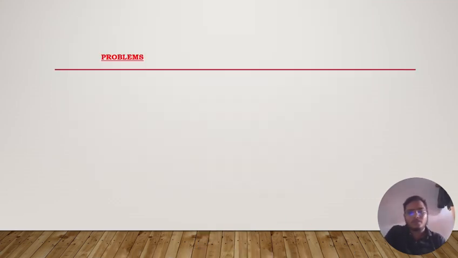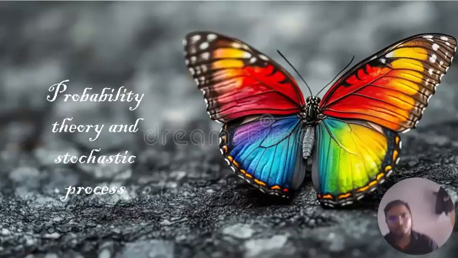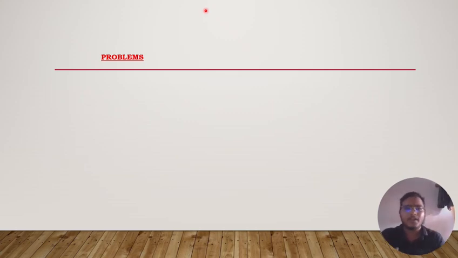The slide is not working, so I can explain. Before going to the problems, we have to recall what we discussed. First, what is probability? Probability is a way of measuring how likely something is to happen, and it always lies between 0 and 1.